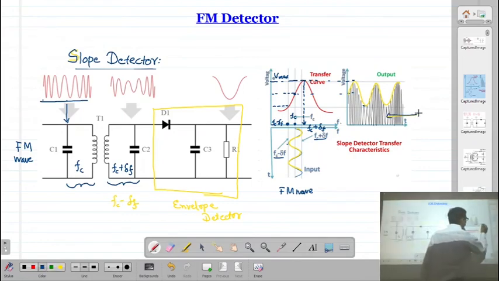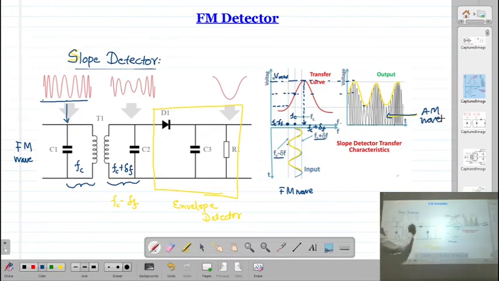This is an amplitude modulated wave. So here, at this point, we have an amplitude modulated wave. Correct? It means now your frequency variation is converted into a voltage variation. And once we have a voltage variation, then we have an envelope detector. So in this case, this is my modulating frequency, the message information, and this one is your carrier frequency.